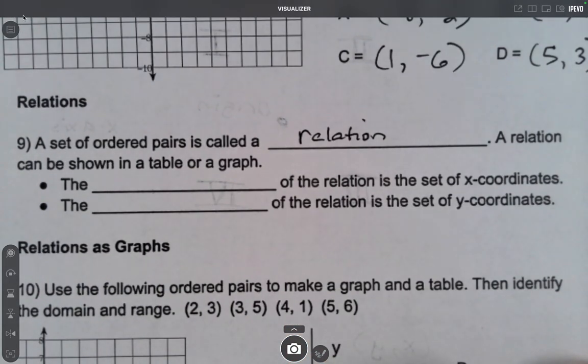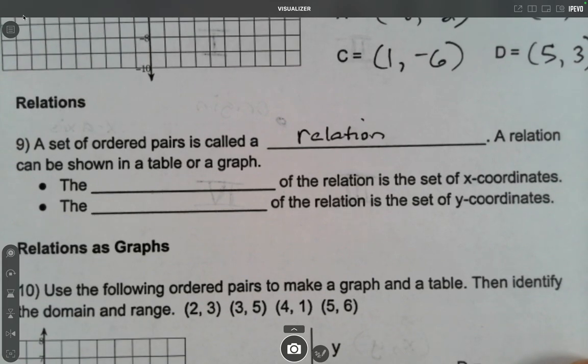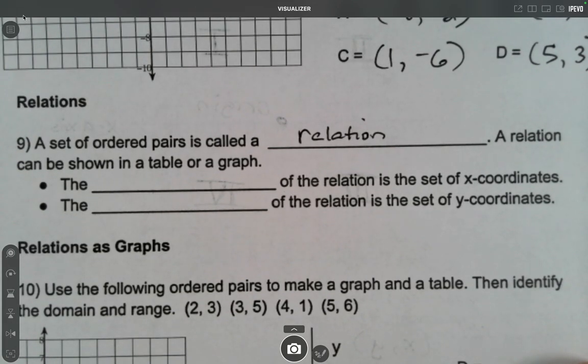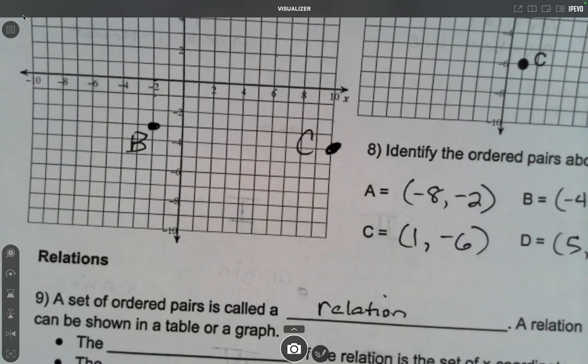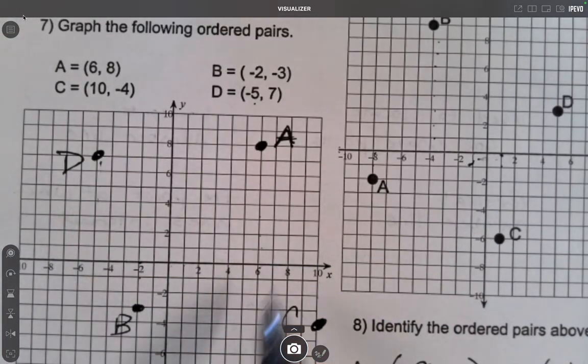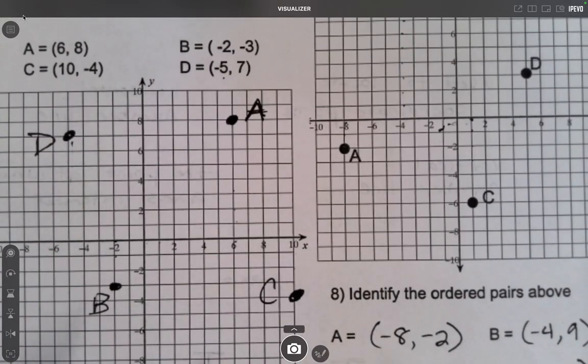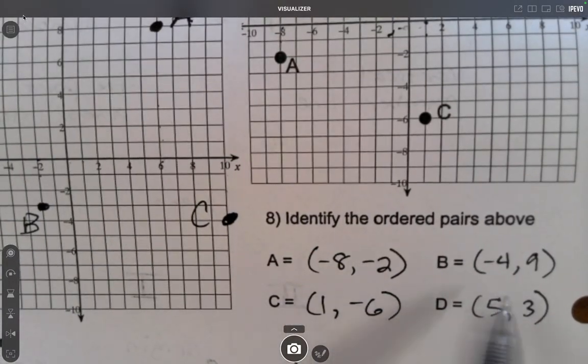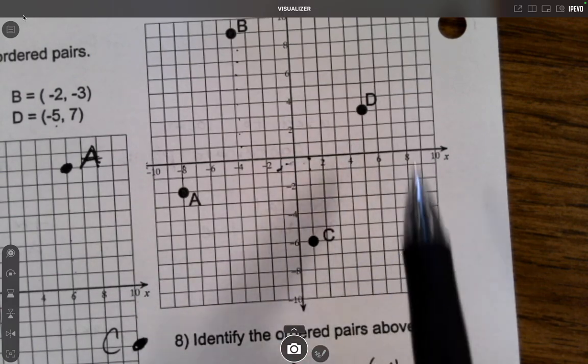Think about ordered pairs like people. You can't have a relationship if there's just one person. I don't have any relationships if I'm just alone. But once there are people around more than one person, then relationships can develop. And a relationship can be shown in a table, which we'll talk about below, or a graph, which we've already talked about. So these are the examples of relations. These 4 points are a relation, and this is them on a graph. These 4 points are also a relation, and this is them on a graph.